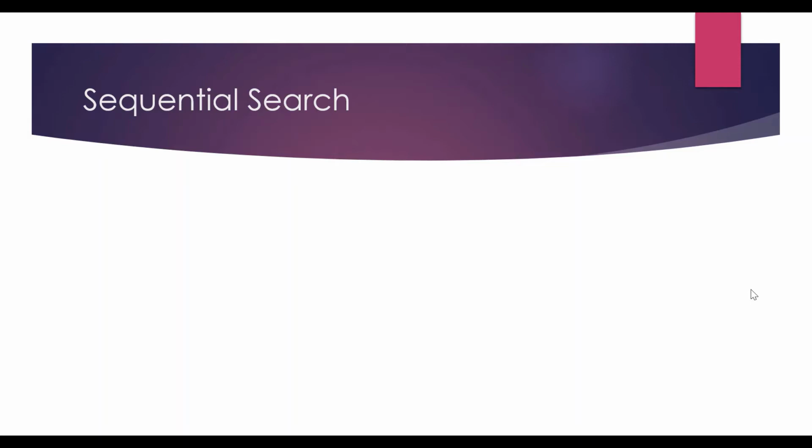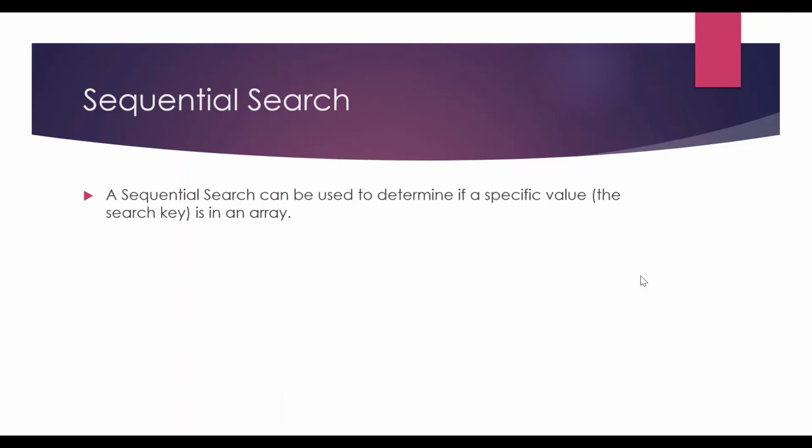What we are going to use is actually something called sequential search. A sequential search will look for a value in an array. This value, we will call it a search key, and it will determine if this value exists in this array. The sequential search is actually the simplest form of searching, and it's not the most efficient, but it's the easiest one to implement.